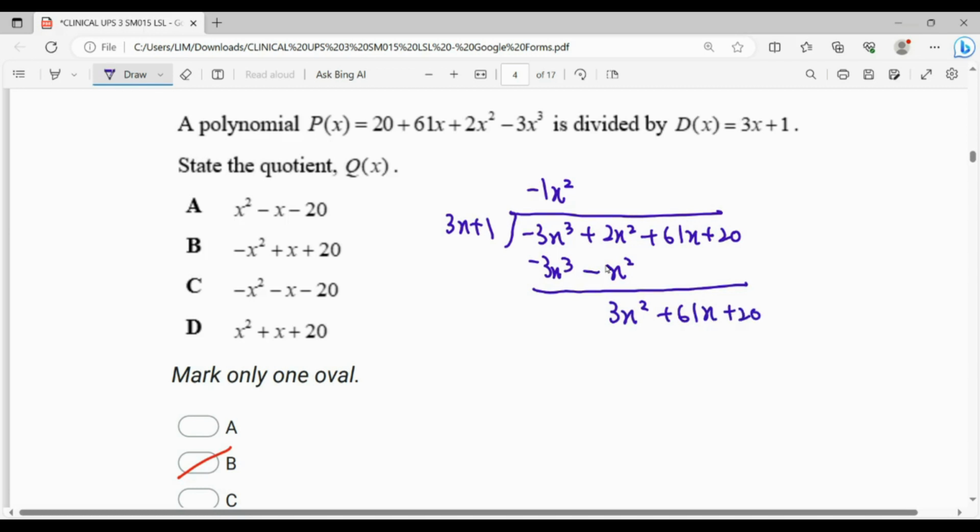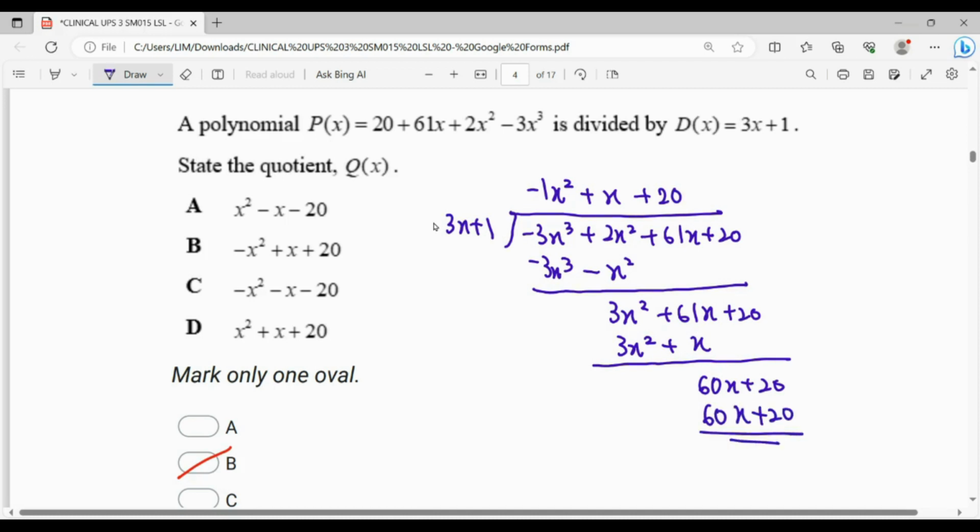Then we continue. So we already have a 3 coefficient here. Then we only need an x so that we can get x times x to get x squared. Then find the balance. 3 minus 3 is 0. 61 minus 1 is 60. And then to get 60, 3 will go into it 20 times. So we will have 60x plus 20. Therefore, the quotient will be negative x squared plus x plus 20.